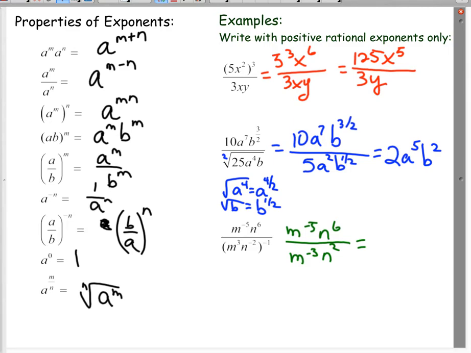Now, what the heck? When I have m to the negative 5th over m to the negative 3rd, I'm going to think of that as negative 5 minus negative 3. So that becomes a plus. This then becomes m to the negative 2, and I have n to the 4th. But the directions say write with positive rational exponents only, so I want to move this m to the bottom. Okay.